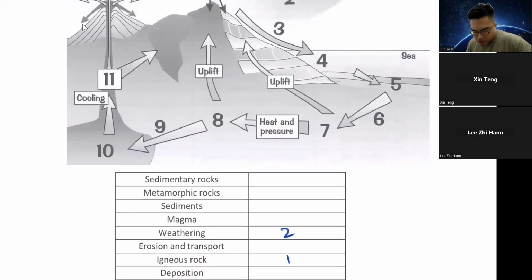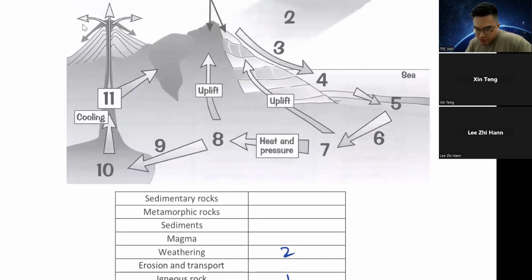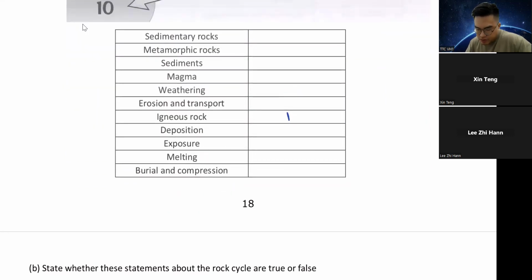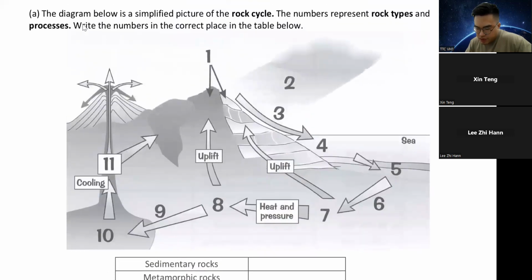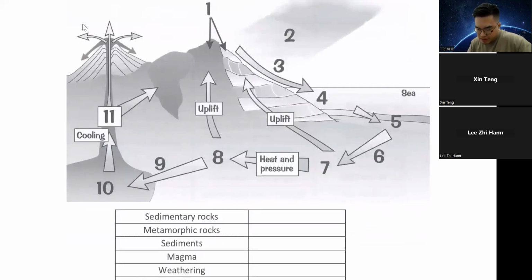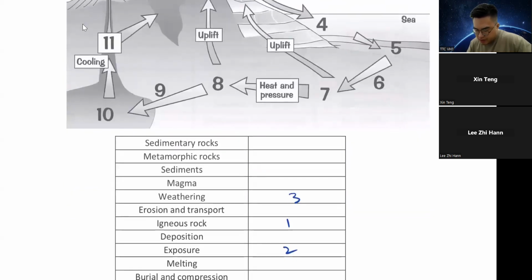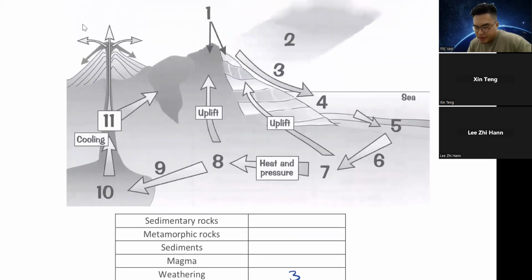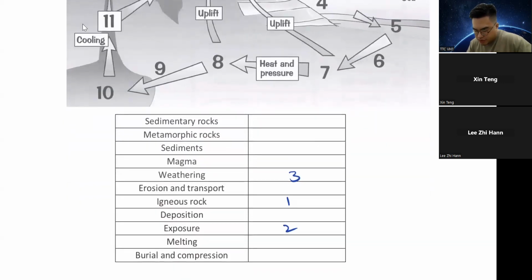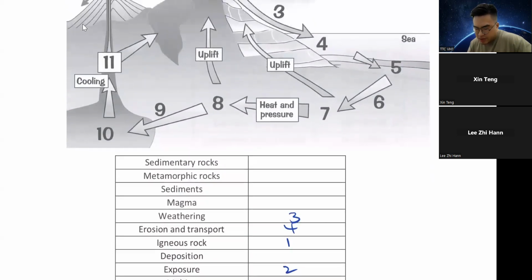Okay, there's exposure here. I think it should be exposure first. It's exposed to the environment here. And then you have weathering. I think number 3 is weathering. This is a bit confusing here. 3 is weathering, and then 4 is erosion and transport. Okay, now this makes sense.